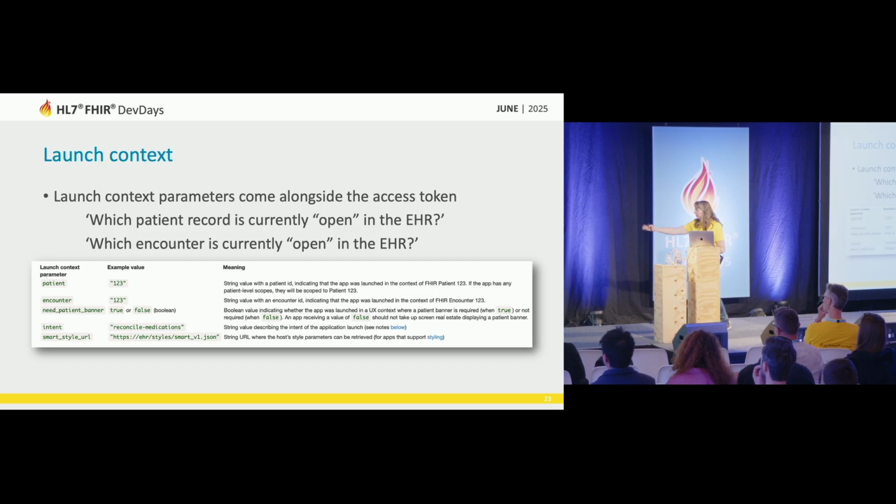Well, there's others as well. Maybe you want to know the context being the encounter. So again, working with FHIR resources, technical identity would be in the token, and then that would be the context that the app can use, the system can use for all of the requests.